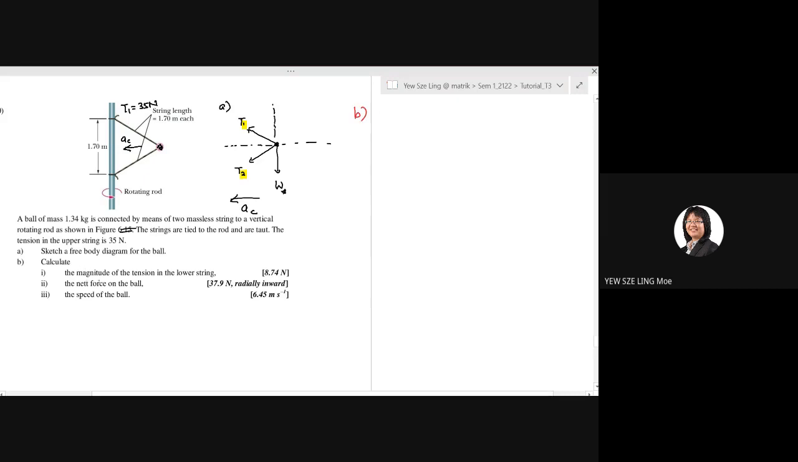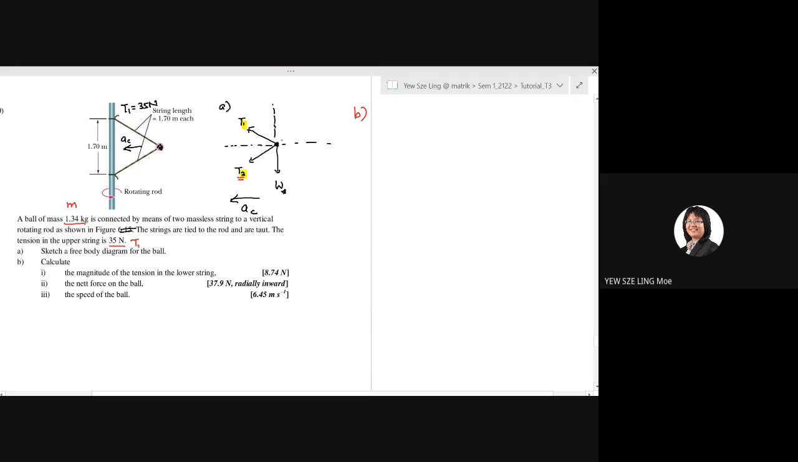Question B: calculate the magnitude of the tension in the lower string, which means it's asking for T2. Now, in order to calculate T2, can I use the x-axis? Obviously not. Why? Because I don't have enough information. The information given is just a mass and the tension for the upper string. But I don't have information about the acceleration or the velocity. So I cannot use the x component to solve it. So what am I going to do? I'm going to use the y component.